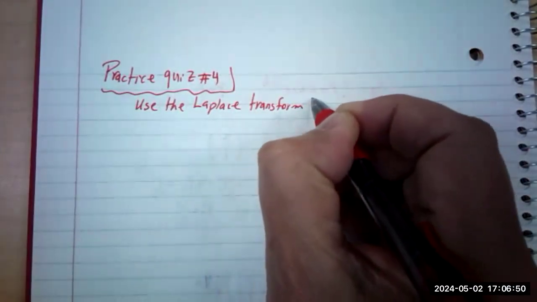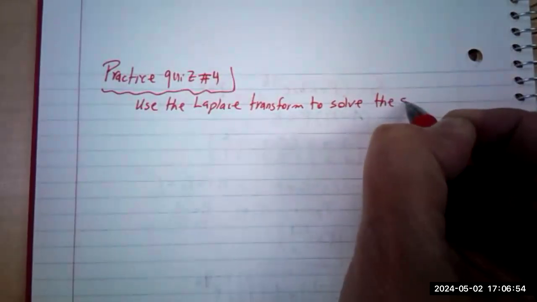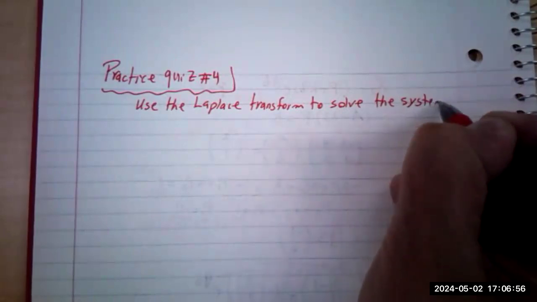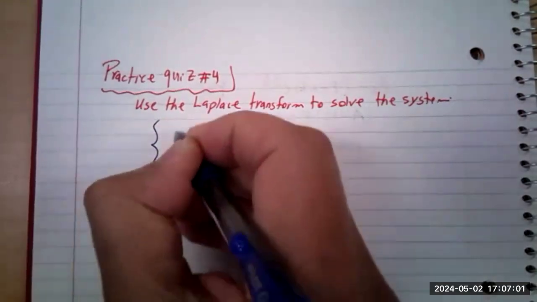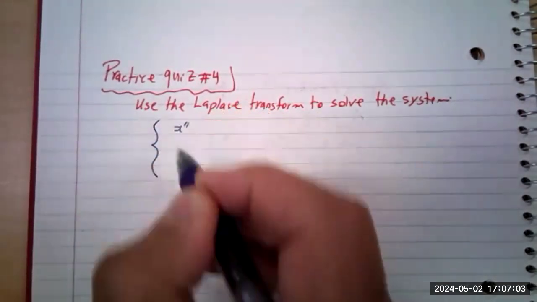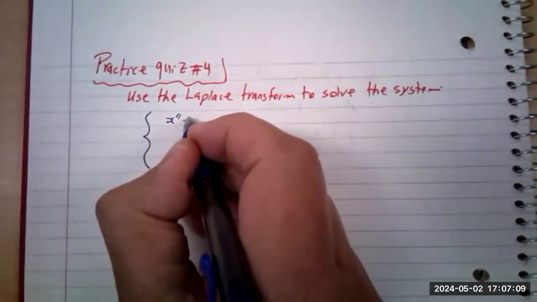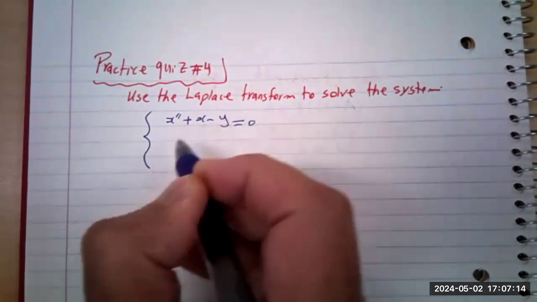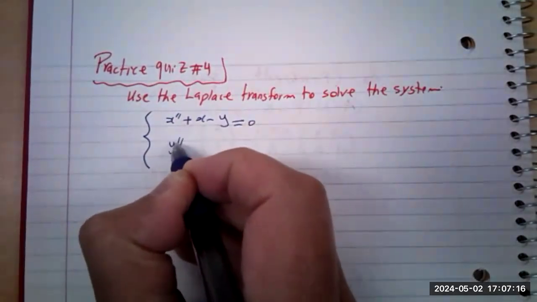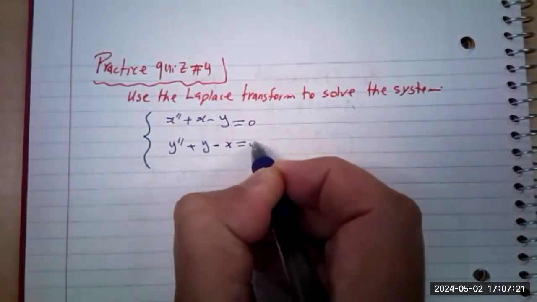Okay, use the Laplace transform to solve the system. This is the system. All the functions are functions of t, so this is x of t. The first equation is x double prime plus x minus y equal to 0. The second equation is y double prime plus y minus x equal to 0.